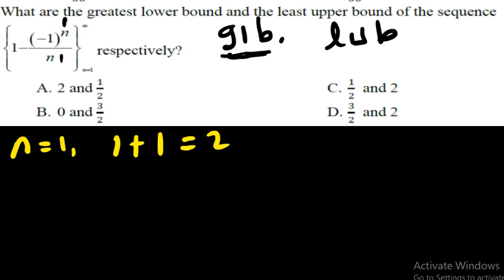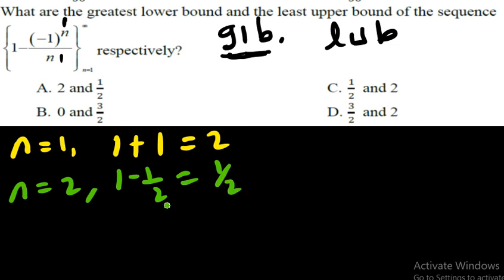What if n is equal to 2? If you insert 2, because you know negative 1 to the power of 2 is positive, the negative will be plus. That's why if we insert 2, negative 1 squared over 2, so it's going to be 1 minus 1 over 2. 1 minus 1 over 2 will be 1 over 2.